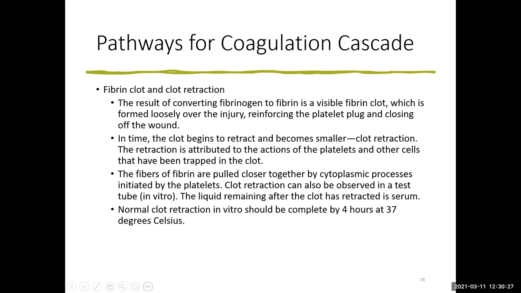The normal clot retraction in vitro. You can actually do the testing process of the retraction of that clot, and that's a test that's completed at 4 hours at 37 degrees Celsius. I'm not sure how many places really do this anymore, but there are testing mechanisms for it.